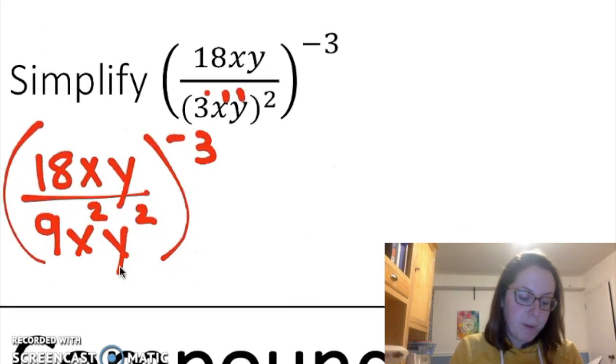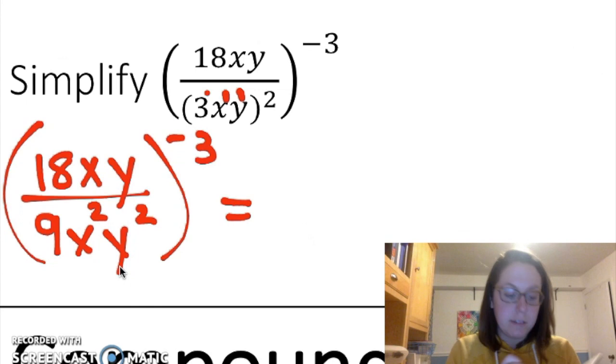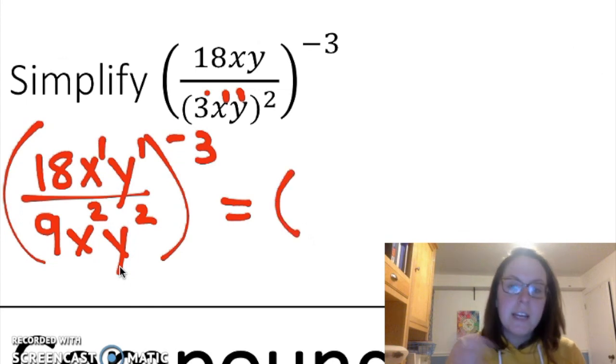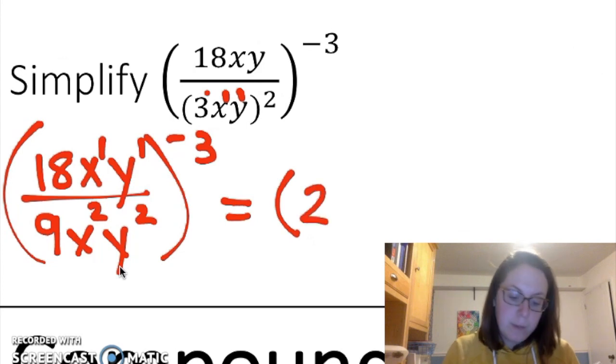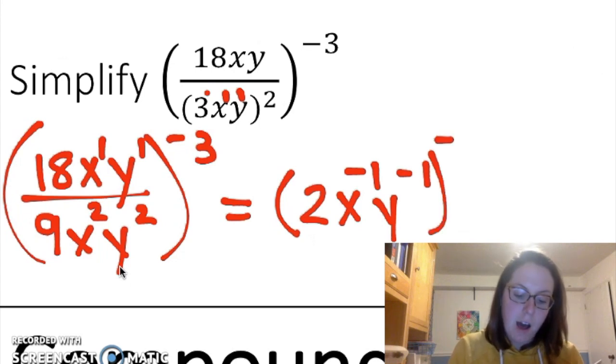Now, keep going in your parentheses. When you divide like bases, you can subtract your exponents. So I'm going to remind myself that those each have an exponent of 1. 18 divided by 9 is 2. 1 minus 2 is negative 1. 1 minus 2 is negative 1. And that's still all to the negative 3rd.